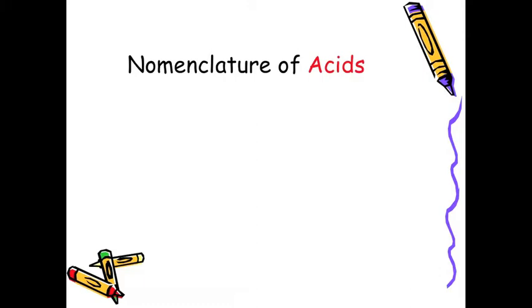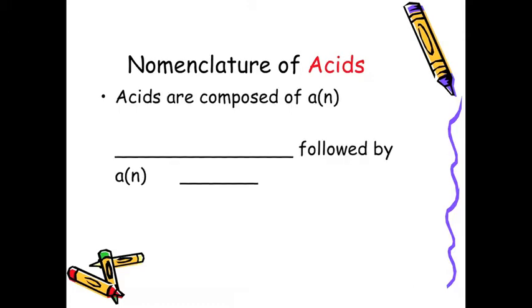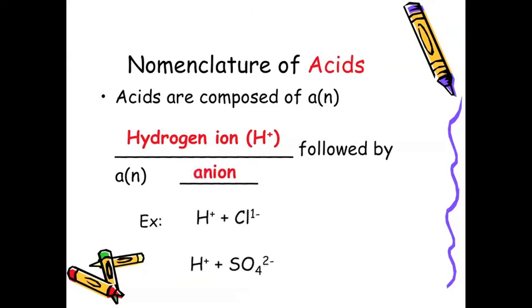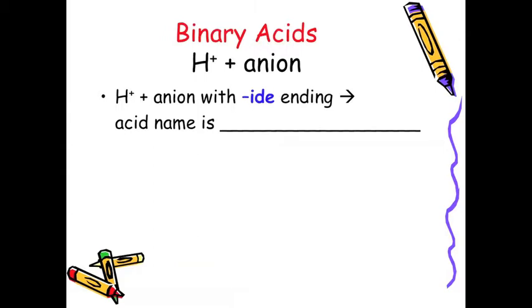For some nomenclature of acids, this is all review. You've seen this before, but you may not remember it, so let's just go through it again real quick. Acids are composed of a hydrogen ion, the H+, followed by an anion. So if you have hydrogen plus and Cl minus, you get HCl, or hydrochloric acid. H plus SO4 2 minus is sulfuric acid, H2SO4.